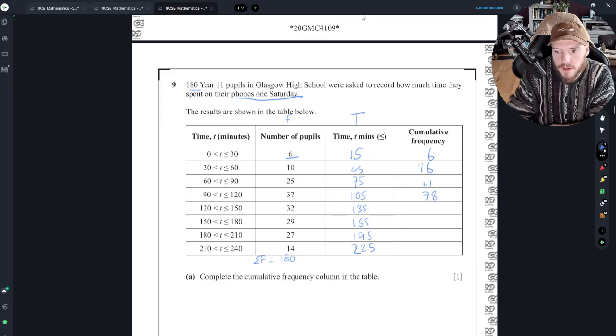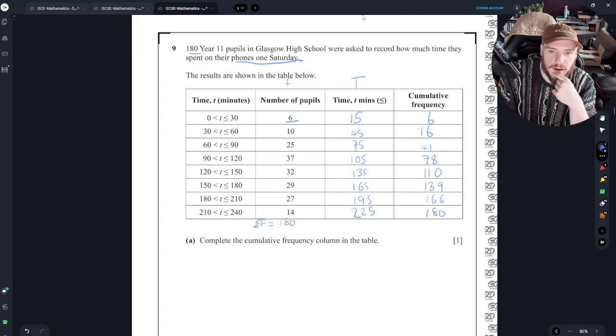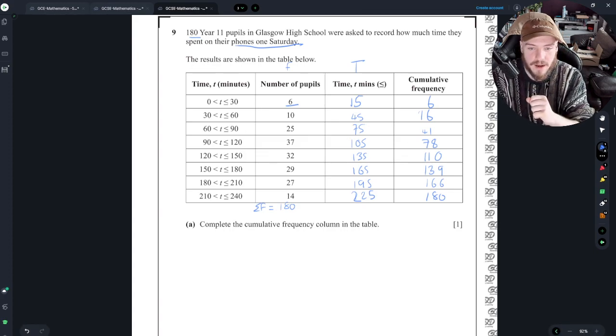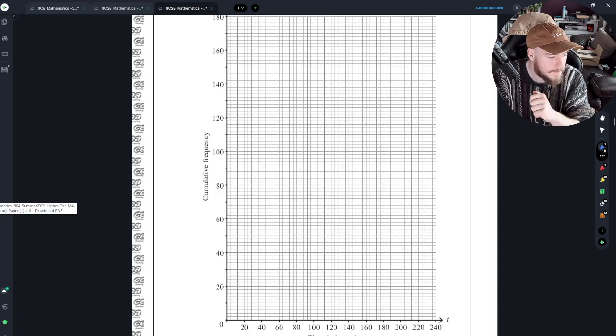78 plus 32 would give us 110. 110 plus 29 will give us 139. 139 plus 27 will give us, let me think, 166, and then add 14, 180. Okay, so we have this lovely cumulative frequency table. What I'm going to do is pause here and plot the graph. So I'll see you back here in about 2 minutes time.